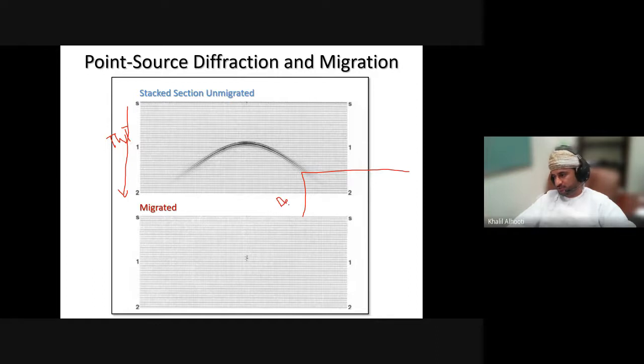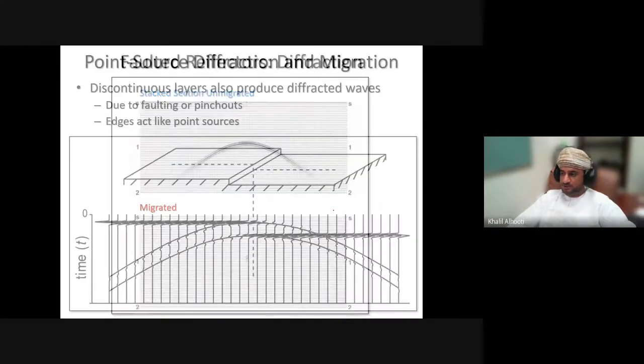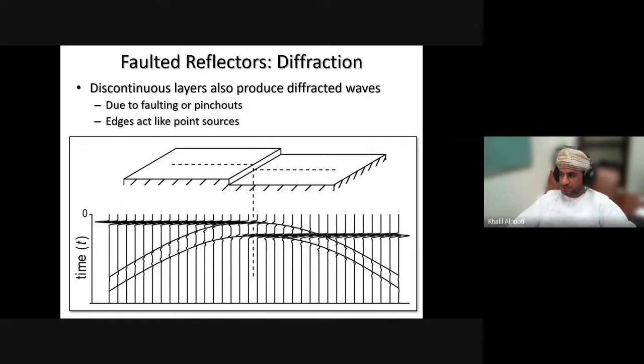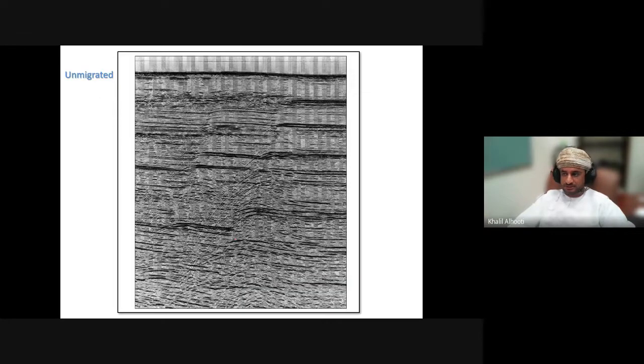This is a depth. This could be, for example, let's say a cavity. This is a cavity that generates energy moving in every direction. So as I said, for a fault, this is a fault. The fault will show 2 points of diffraction, the upper side and the lower side. And they will produce 2 diffraction lines or diffraction hyperbolas. Again, how to remove them? The process is migration.